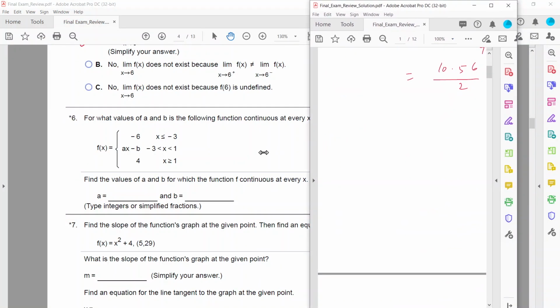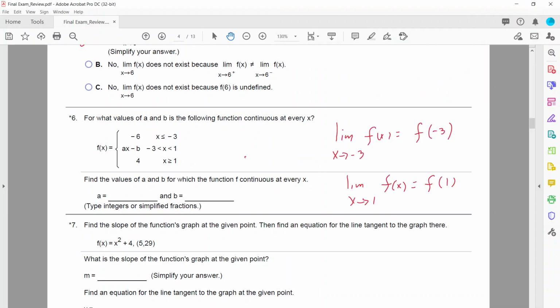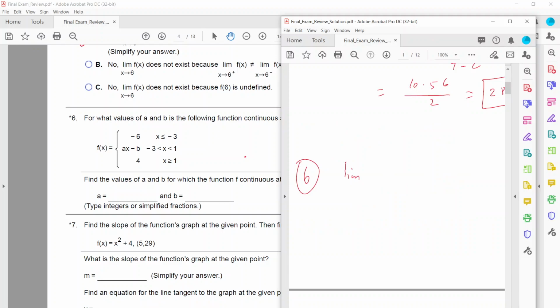So the function would be, this is problem 6. As we know from here, the limit of the function when x approaches -3 should be the value of the function at -3. The limit does exist if the left hand limit and right hand limit are equal. So this should be equal to when x approaches -3 from the right side.